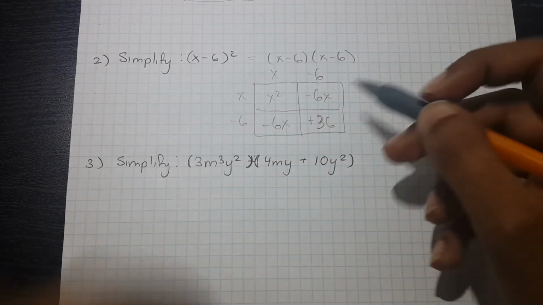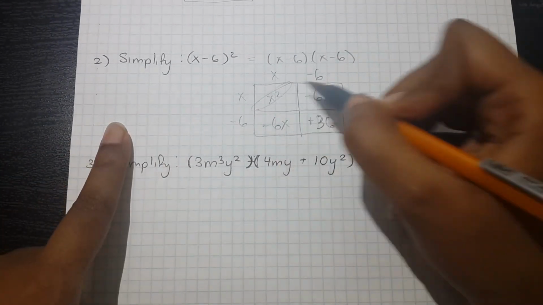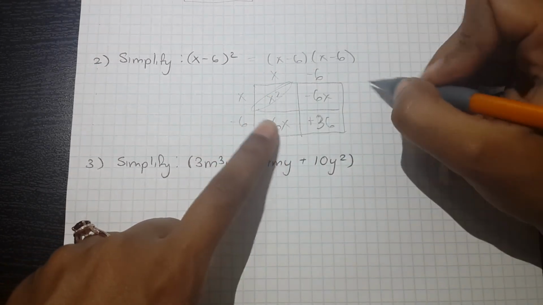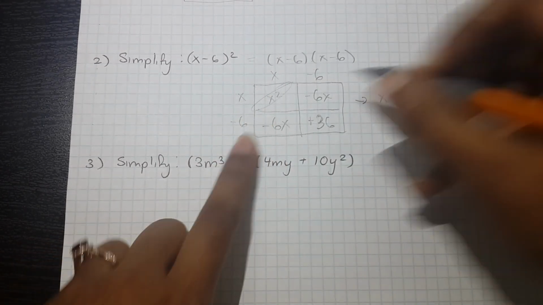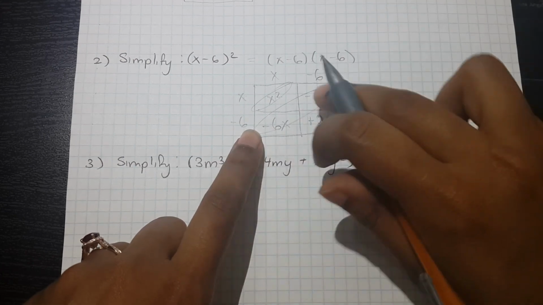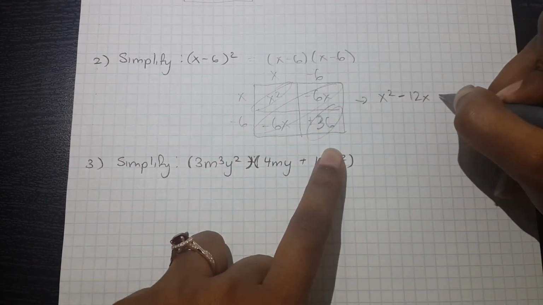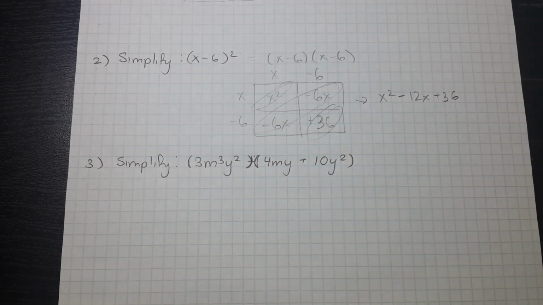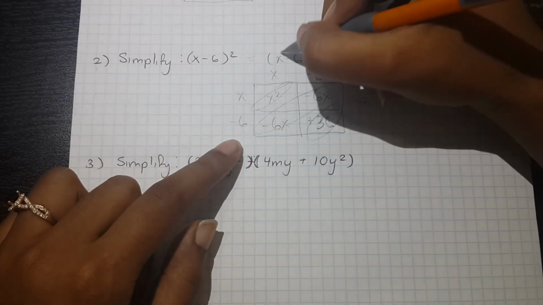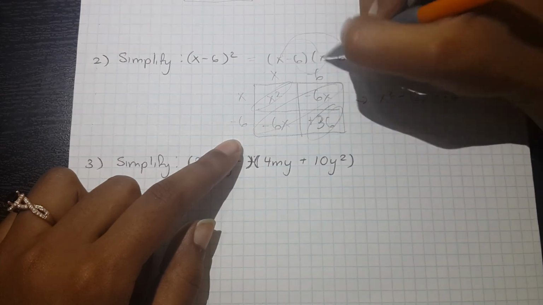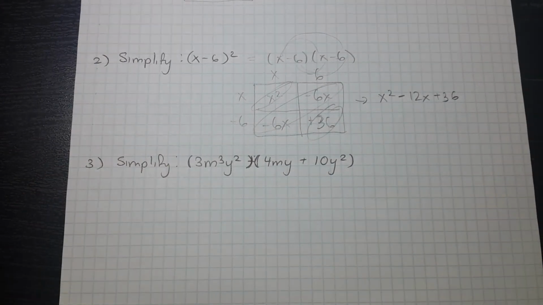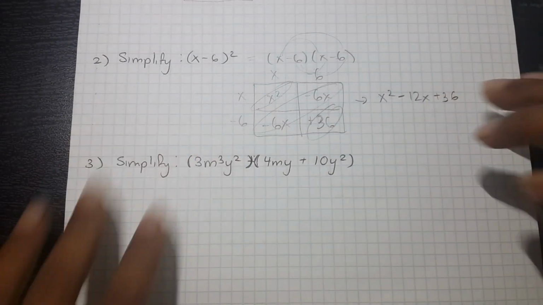Alright, so with the box method you can kind of add diagonally, so there's nothing with the x squared, so it's just x squared. And you add these, negative 6x plus negative 6x, that's negative 12x, and then we have 36 by itself, so that's plus 36. And that's the box method. You could have also used FOIL and distributed accordingly, but I'm not going to show that here.